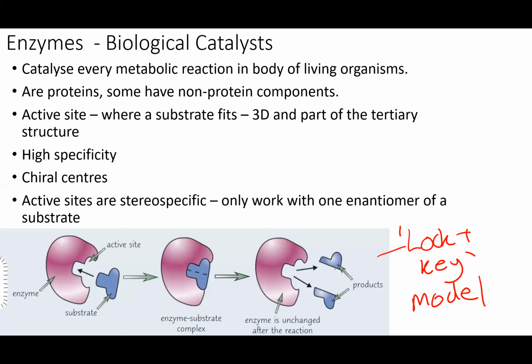Enzymes are made up of amino acids, so they contain a chiral center. What this means is that their active sites are stereospecific. They'll only work with one enantiomer of a substrate. The other enantiomer won't fit properly in the active site, so the enzyme can't work on it. So it's only one specific one that works.